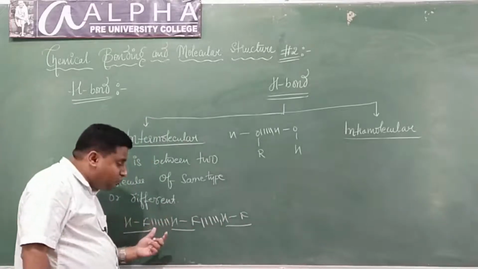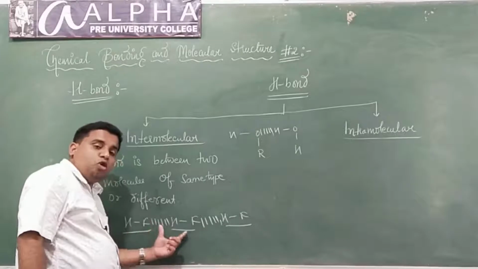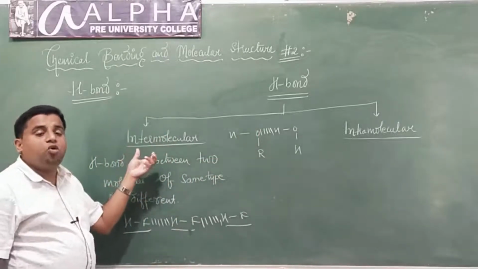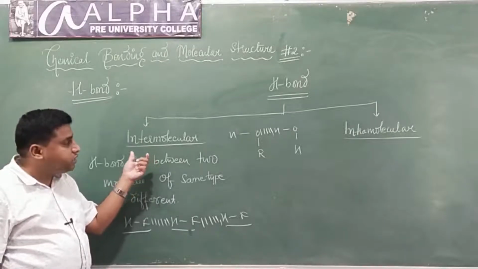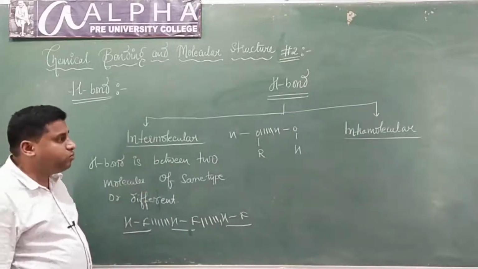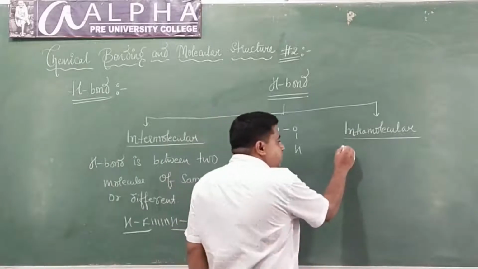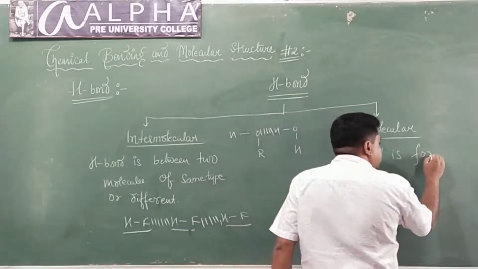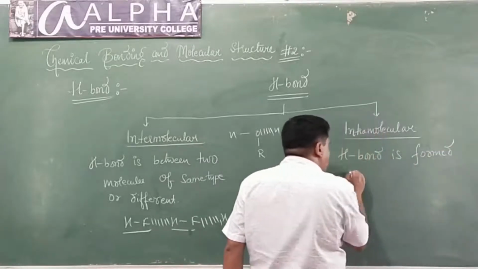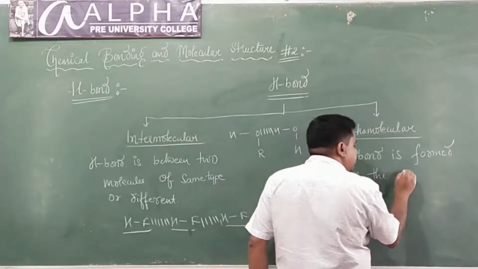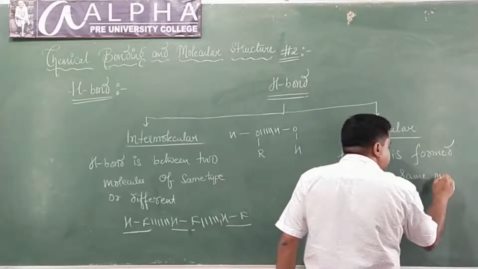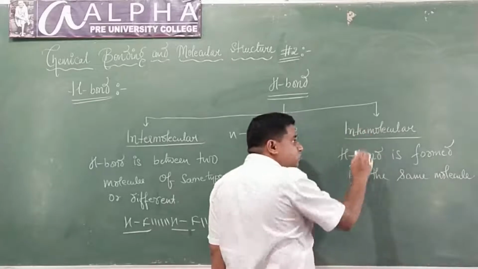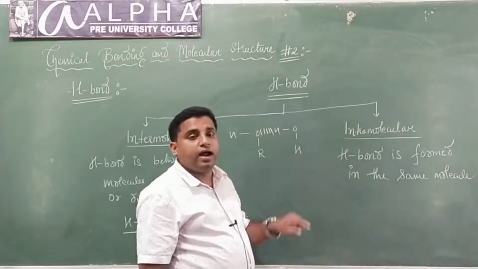So if the hydrogen bond is formed between two molecules of the same type or of different type, then it is called intermolecular hydrogen bonding. What is this type called? Intermolecular hydrogen bonding. But if the hydrogen bond is formed in the same molecule, then it is called intramolecular hydrogen bonding.